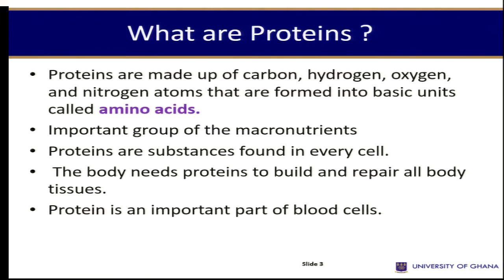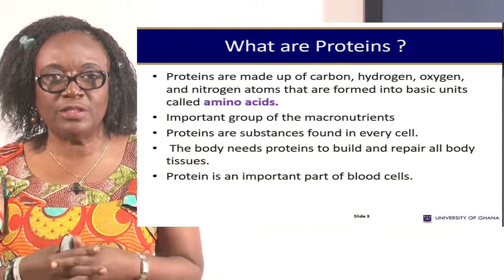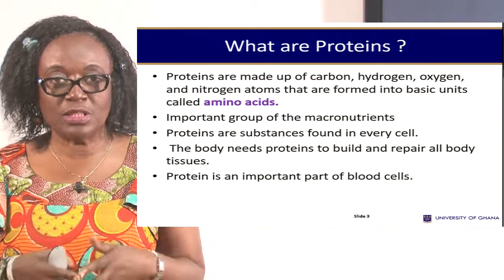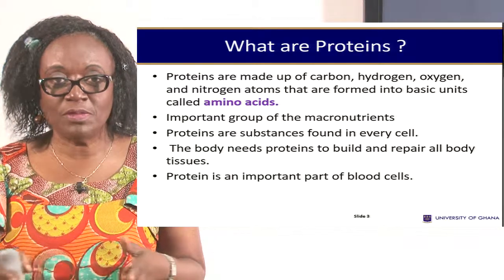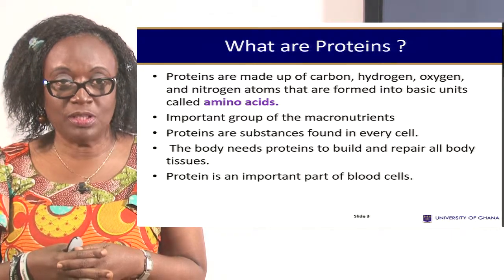Proteins are made up of carbon, hydrogen, oxygen, and nitrogen atoms that are formed into basic units called amino acids. So, normally we say amino acids are the basic units of proteins, an important group of the macronutrients. Proteins are found in every cell, both plant and animal cells. And when I talk of animals, including insects, all kinds, worms, everything, they all contain some protein.